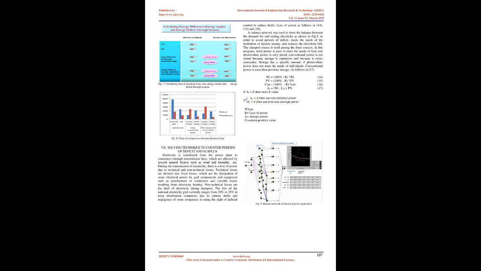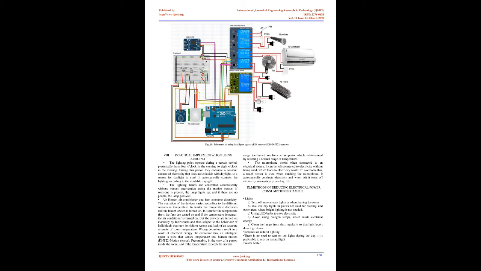VI. Solving technique to counter periods of deficit and surplus. Electricity is transferred from the power plant to consumers through transmission lines, which are affected by several natural factors such as wind and humidity. During the transmission of electricity, there is a loss of power due to technical and non-technical losses. Technical losses are divided into fixed losses, which are the dissipation of some electrical power by grid components and equipment such as transformers or conductors, and variable losses resulting from electrical heating. Non-technical losses are the theft of electricity during transport.